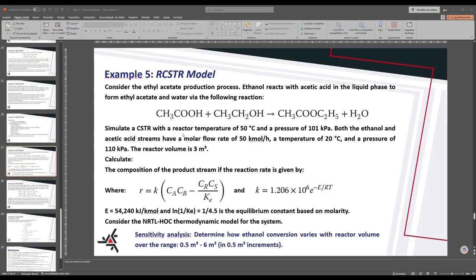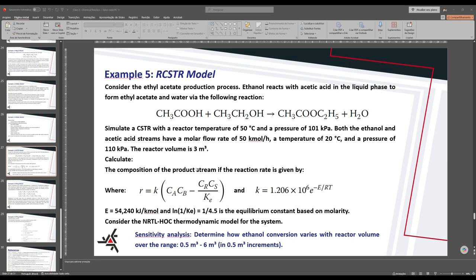Simulate a CSTR with a reactor temperature of 50 Celsius degrees and a pressure of 101 kilopascal. Both the ethanol and acetic acid streams have a molar flow rate of 50 kmol per hour, a temperature of 20 Celsius degrees and a pressure of 110 kilopascal. The reactor volume is 3 cubic meters.